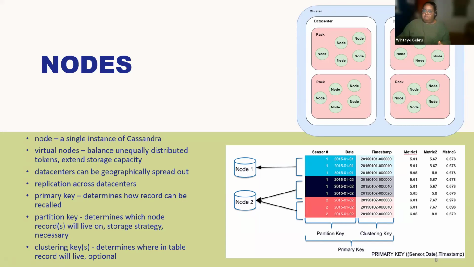I'm looking at the bottom image where it says primary key, sensor, date, and timestamp. Is that just an example of what a primary key could be, or is it always the sensor, date and timestamp? No, this is just an example. Your primary key could be anything.